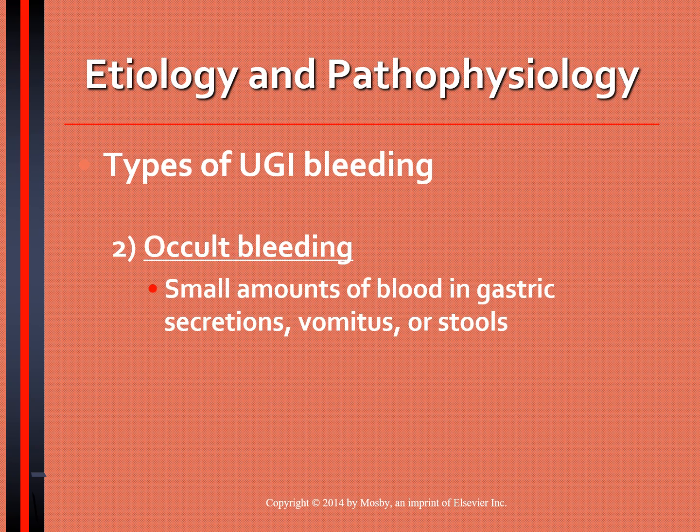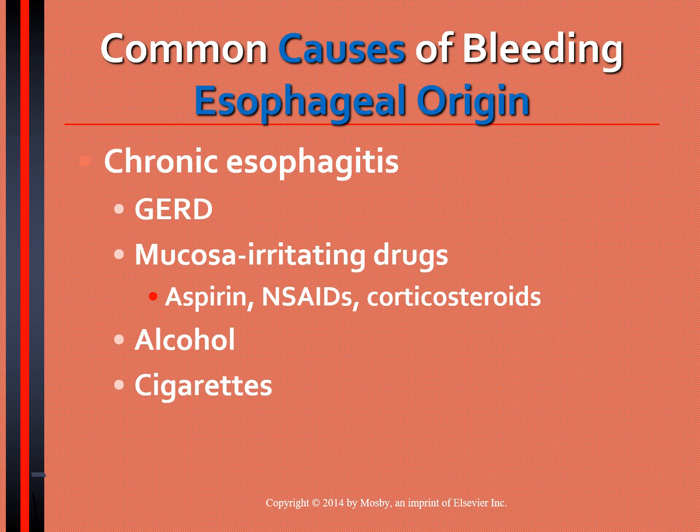So you can also have occult bleeding. Occult really means hidden. It is undetectable by appearance. It's small amounts of blood in the gastric secretions, maybe vomitus or stool, and it's detectable by a specific guaiac test that we can do. So, common causes of bleeding of esophageal origin, really sometimes the cause of the bleeding is not always easy to determine. Bleeding from the esophagus is most likely due to chronic esophagitis, maybe a Mallory-Weiss tear, or esophageal varices.